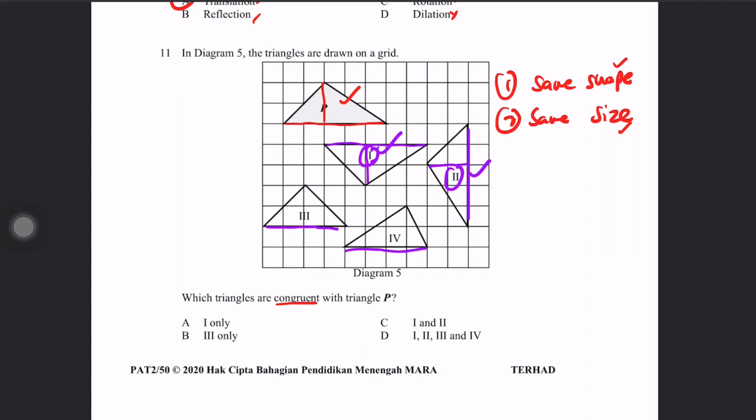So we know those that fulfil the conditions of the same shape and same size. This is the condition for congruence. So we know 1 and 2. Remember, if the question asks about congruent or congruency, two important things: it must be of the same shape and of the same size. So far so good.